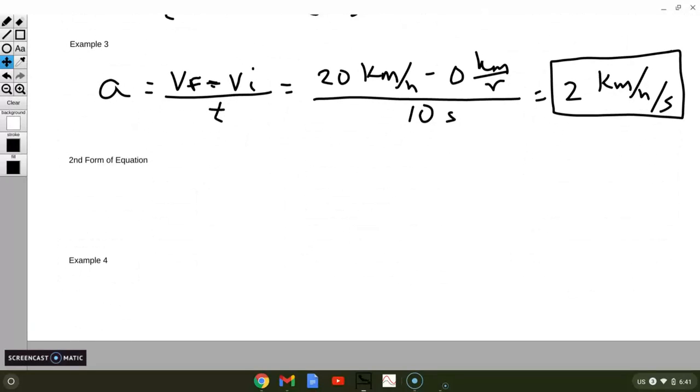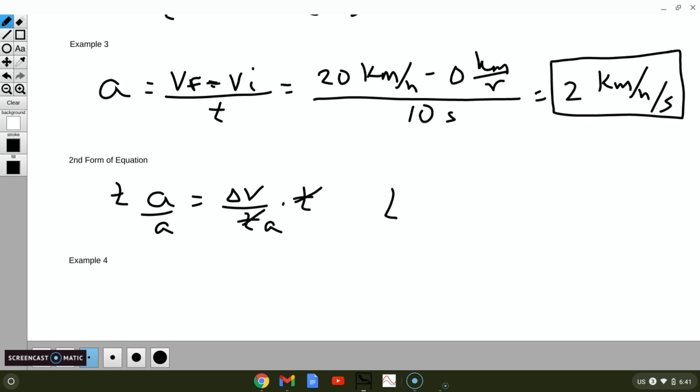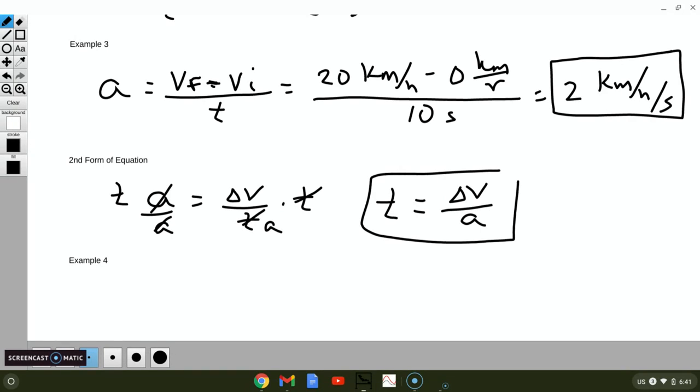Let's go down and talk about the second form of the equation. The second form of the equation is when we solve for time. Okay, so they can ask how long. So to solve for time, what we'd have to do is rearrange this equation by doing a little algebra. I'm just going to do that algebra right now. You're not going to be expected to do this. You'll be given this equation, so you don't have to worry about this. So t is equal to the change in velocity over the acceleration. That's how you get time. So you're going to want to use this equation if they ask for a time and give you an acceleration.